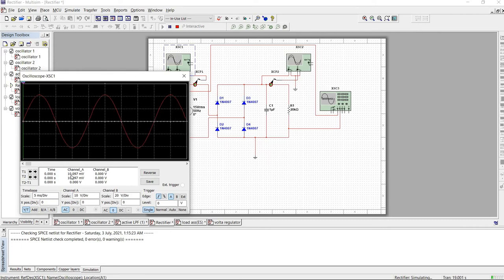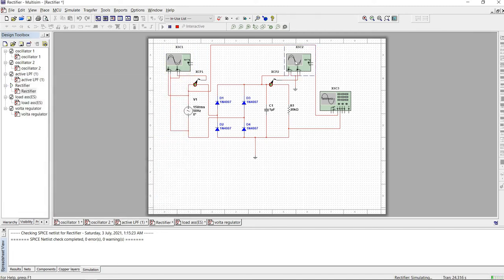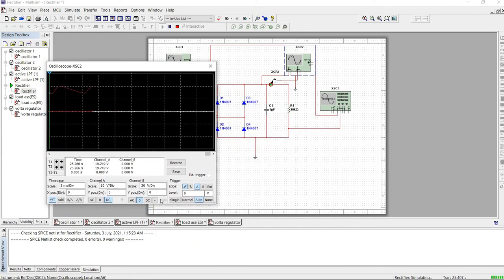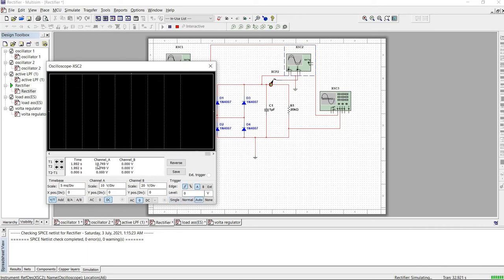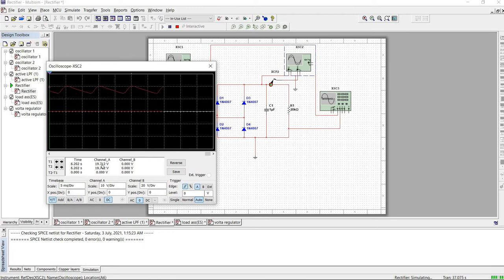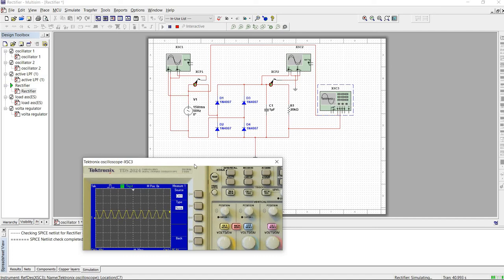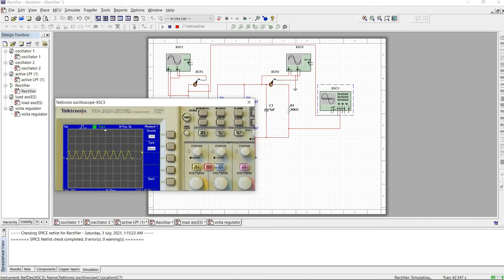Frequency is 10.097 MB. And for my second oscilloscope, I get around 20 volts. For my third one, I get a frequency of around 50 hertz.